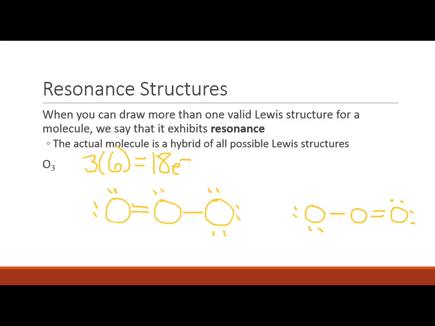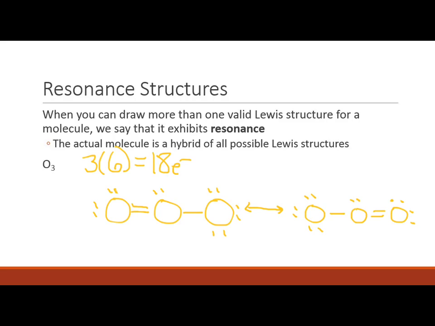I can't talk and draw at the same time. Alright, so I could have drawn this molecule, and notice that that's also perfectly valid. It doesn't break any of the rules for Lewis structures, uses the appropriate number of valence electrons and so forth. And so I'm going to draw a double-headed arrow between this. This is what are known as resonance structures.